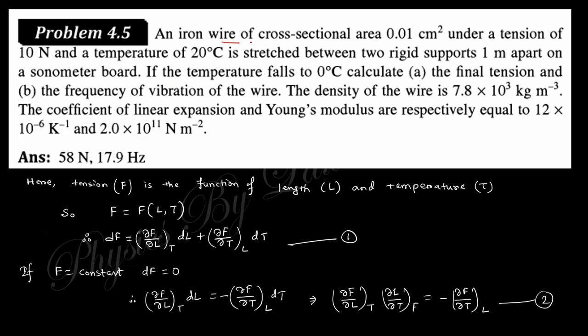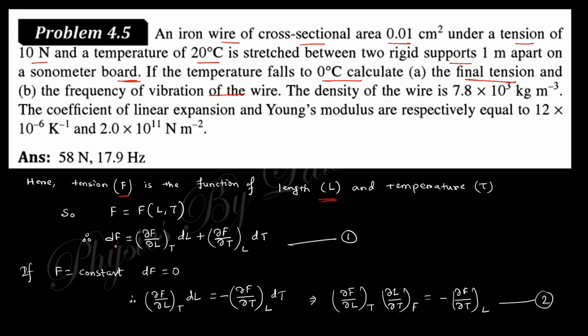An iron wire of cross-section area 0.01 centimeter square under a tension of 10 Newton at a temperature of 20 degrees is stretched between two rigid supports 1 meter apart on a sonometer board. If the temperature falls to 0 degrees centigrade, find the final tension and the frequency of vibration. Density, Young's modulus and the linear expansion coefficient are given. First we want to point out the formula: here the tension is related to length and temperature, so this can be written as a function of length and temperature.